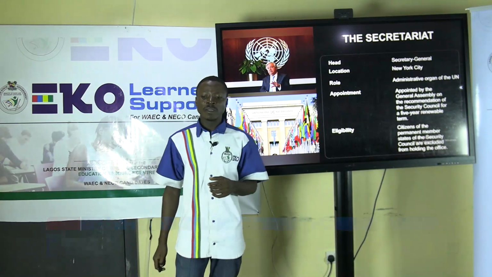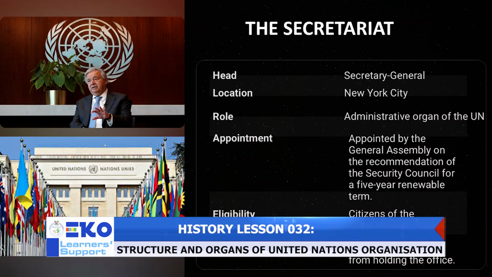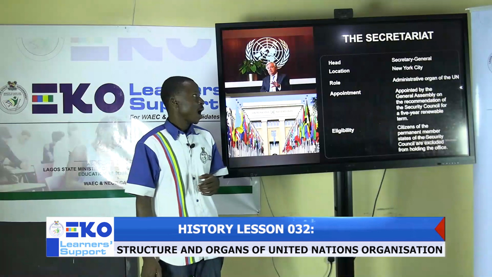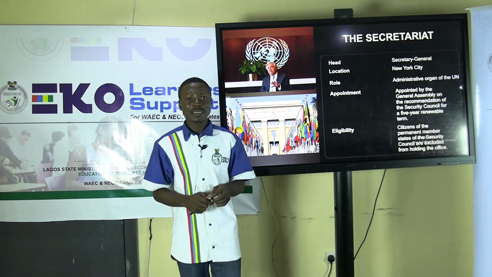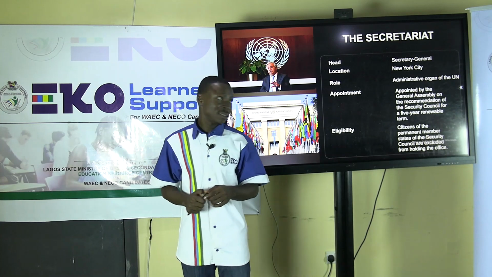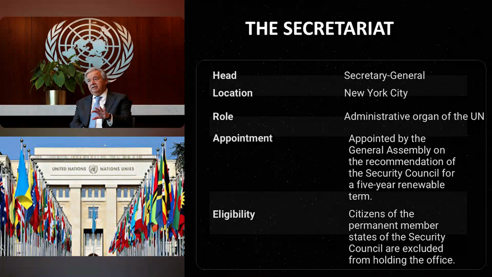The third organ of the United Nations that we'll be examining today is the Secretariat. The Secretariat is the engine room of the organization and is headed by the Secretary General and a Deputy Secretary General. The location of the Secretariat is in the United States of America, New York City to be precise. And the role of the Secretariat is the administrative organ of the organization.